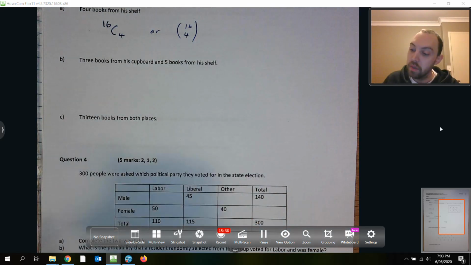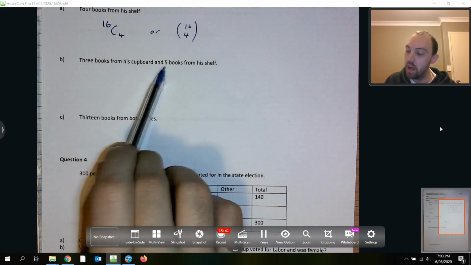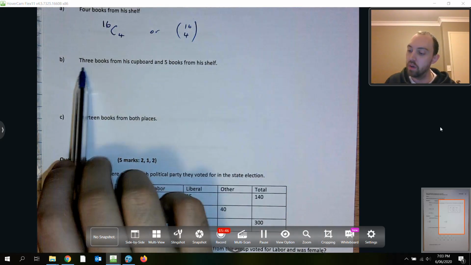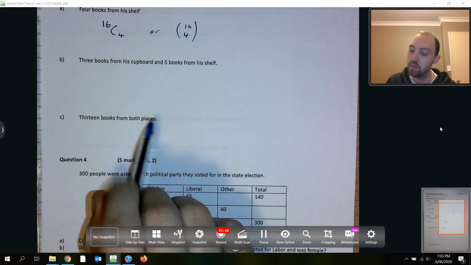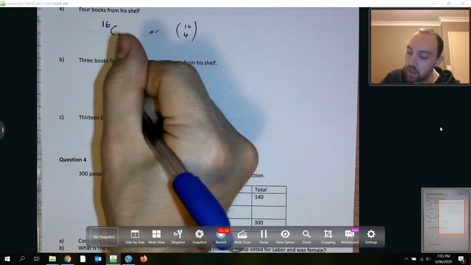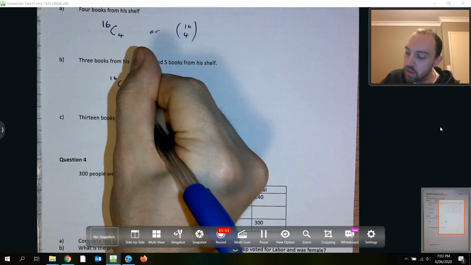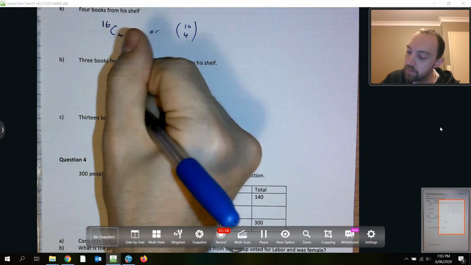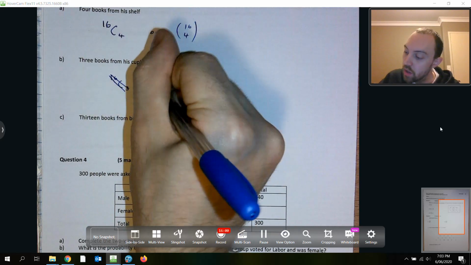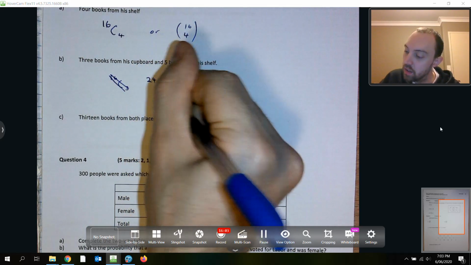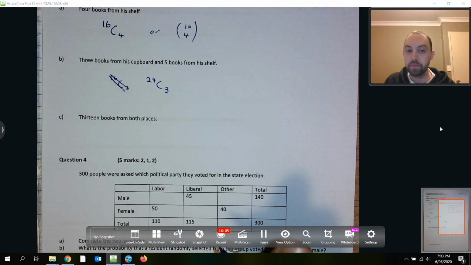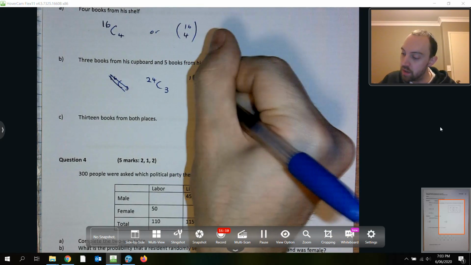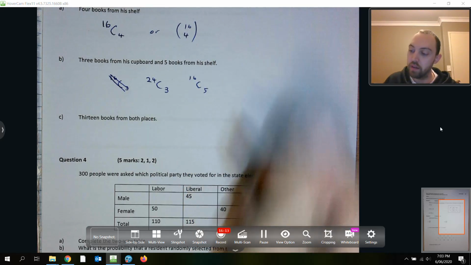Anyways, part B. 3 books from his cupboard and 5 books from his shelf. So we're trying to figure out the number of ways Victor can pick 3 books from his cupboard, 5 books from his shelf. Well, to pick 3 books from his cupboard is 16. Scratch that. He's got 24 books in his cupboard and he's choosing 3 of them. Okay. And to pick 5 books from his shelf is 16 choose 5.